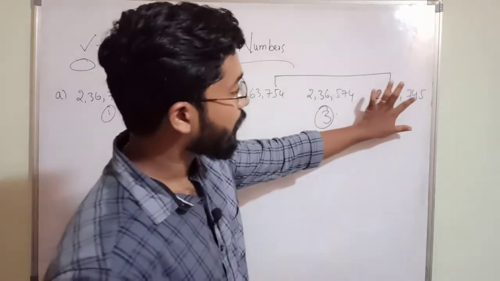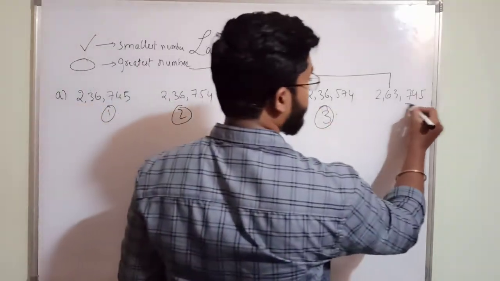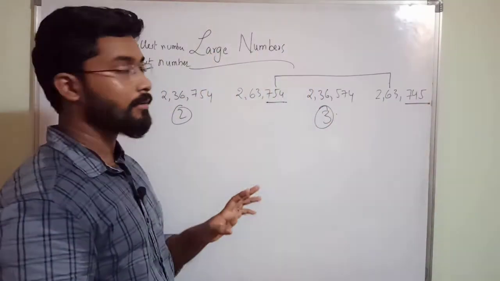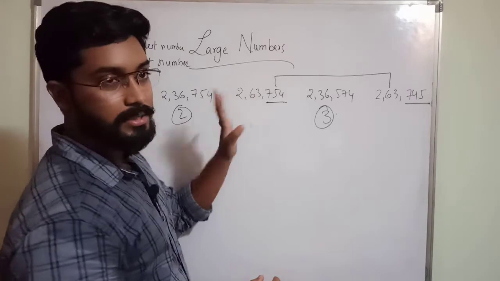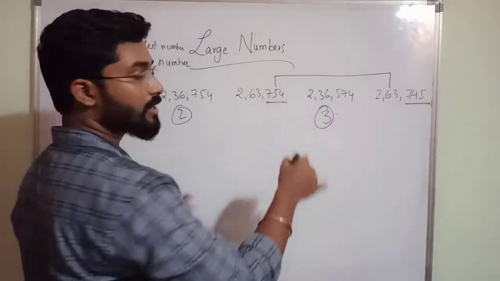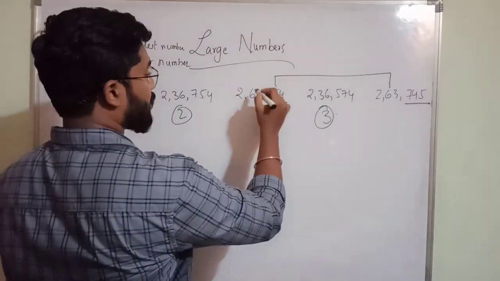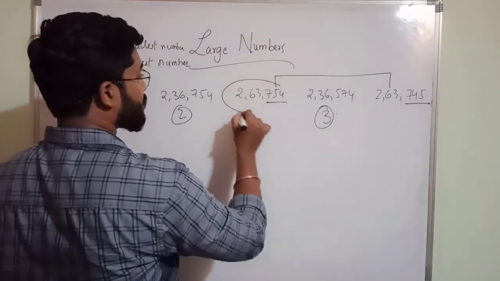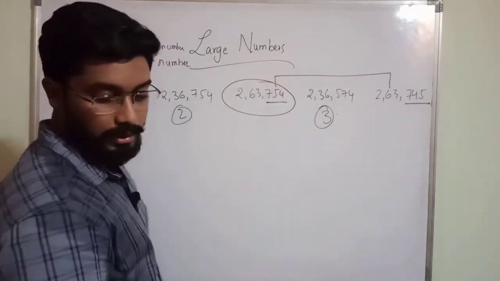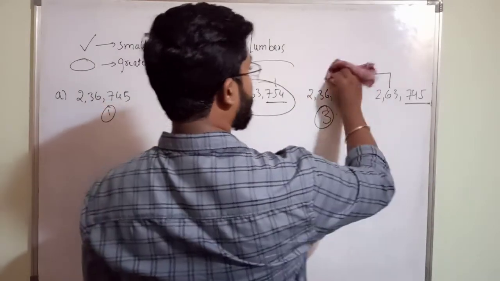754, 745. Here it is changing. In these three digits only change is there. These two places are same. So what you have to do? You have to check 754 is greater or 745 is greater. This one is greater. So this one is the largest number. Clear? That's why you have to circle this number.